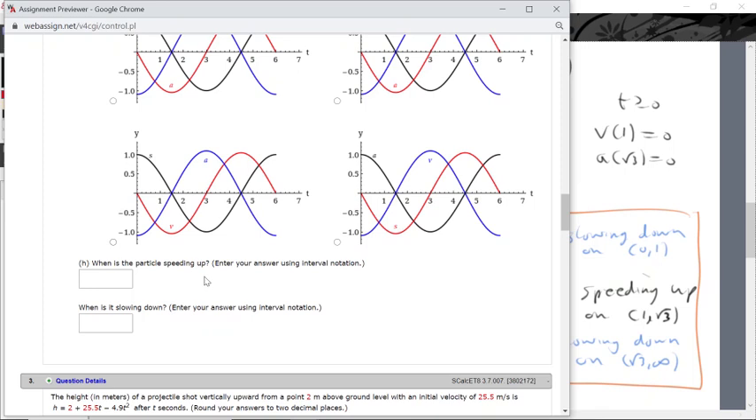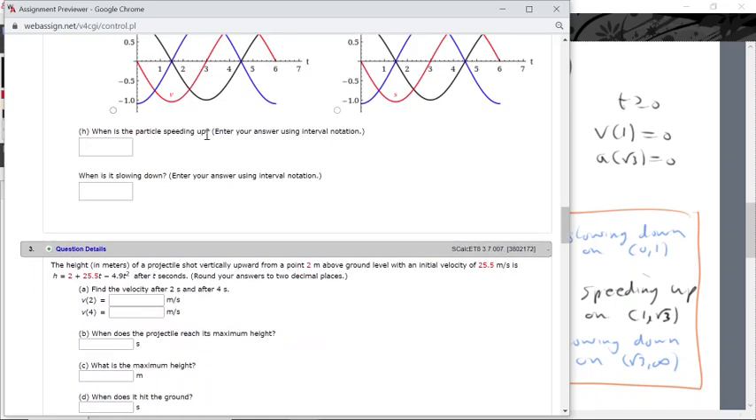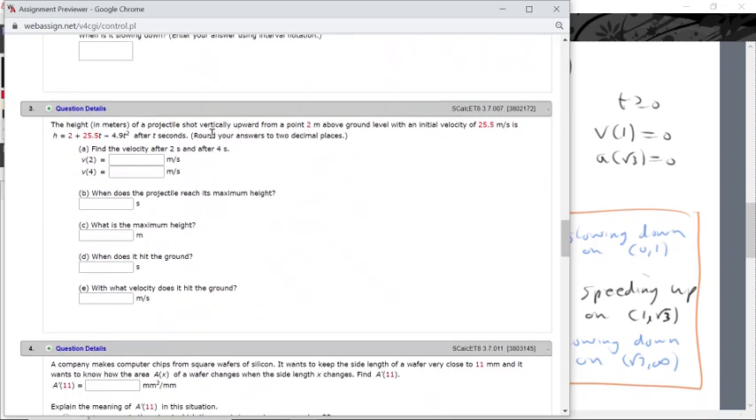So that's how you could tell where it's speeding up. And when is it slowing down? On intervals where the velocity and acceleration have different signs. That can be determined by using the graphs, if we have the graphs. So we took a look at how we can do this algebraically, with an example such as a rational function, and how we can do this graphically by using the geometry of the curves.